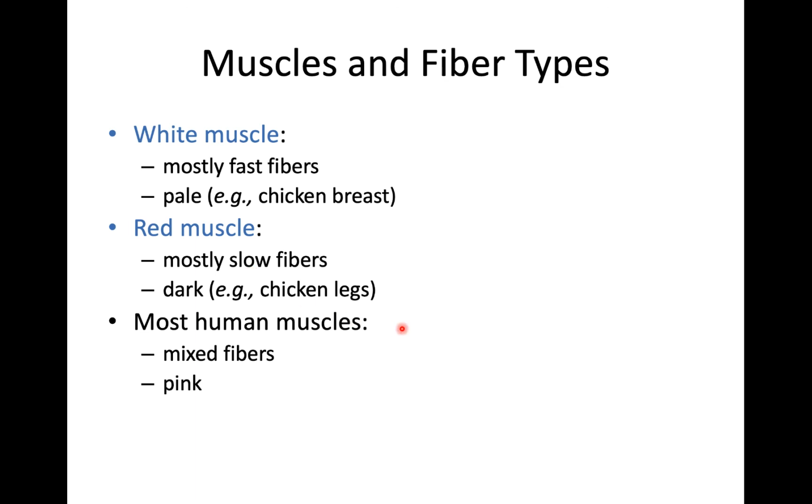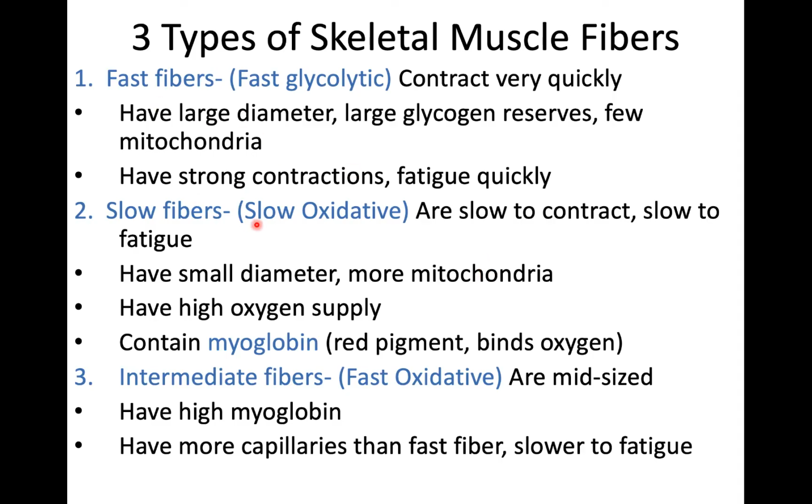So this is just the chicken example that I gave. In humans, we have pink fibers. It's not dark or light meat in humans. That's because we have a mix of both of these. We get the best of both worlds. We're able to pick up fast, like the fast fibers here, and we're able to go for a long time, like the oxidative fibers here. So be sure you know the difference between these 3 fiber types.